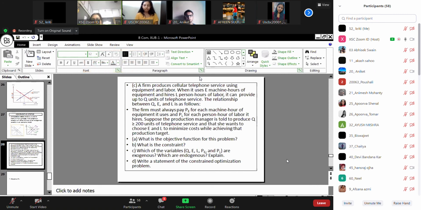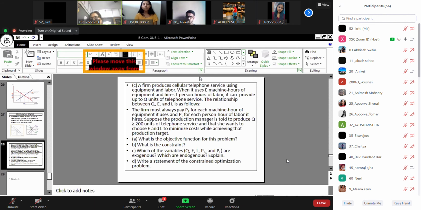Very good. So now can you write the statement of the constrained optimization problem? Always in a constrained optimization problem we have an objective function, then the given constraint. So what is the objective? Minimize cost. Minimization of cost is the objective, but what is the cost function? Can anybody say? Who can say the cost function? He has to minimize cost. What will be his cost?